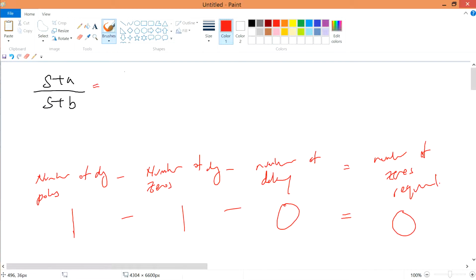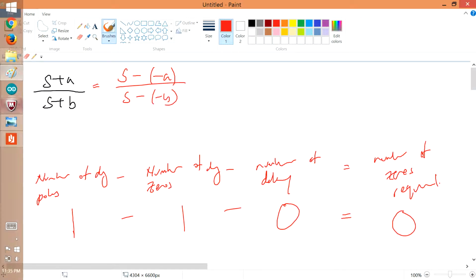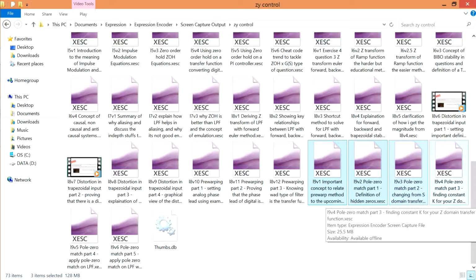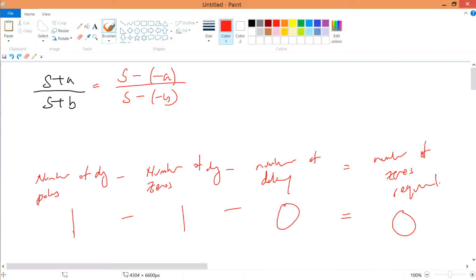So by definition, this is what we do: s minus minus a, s minus minus b. Minus minus b will give you s plus b back. If you don't know anything about what we are doing right now, you can just watch back these videos. These are the definitions of what you need to understand. Meanwhile, I have something to add in between them. You also need to watch it, because I haven't done the video yet. So I'll just add it in between your l9v2 and l9v3. But anyway, I'll just carry on with this. If you don't understand this, just watch back the video.